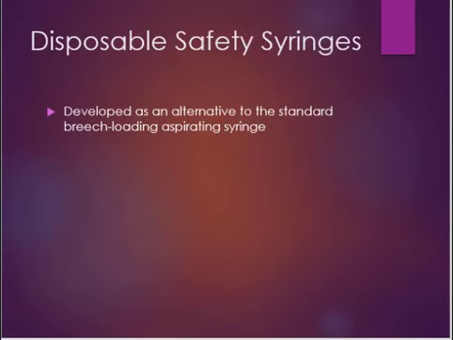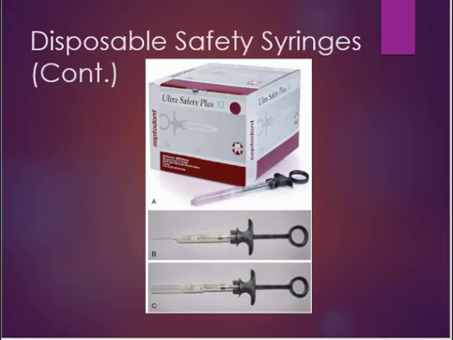The next one is disposable safety syringes. These were developed as an alternative to the standard breech-loading aspirating syringe. The examples include the Ultra Safety Plus XL, which is going to be right here.